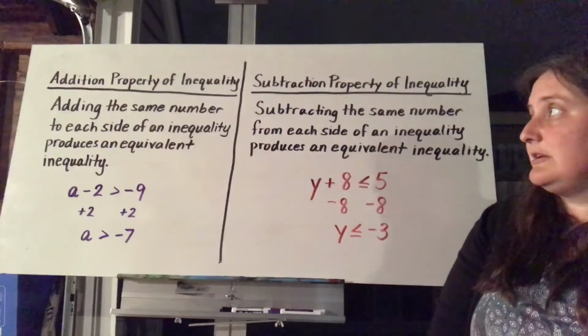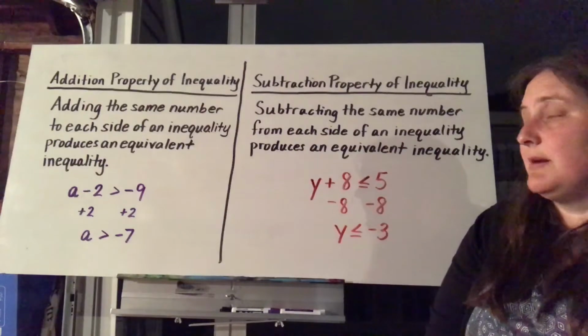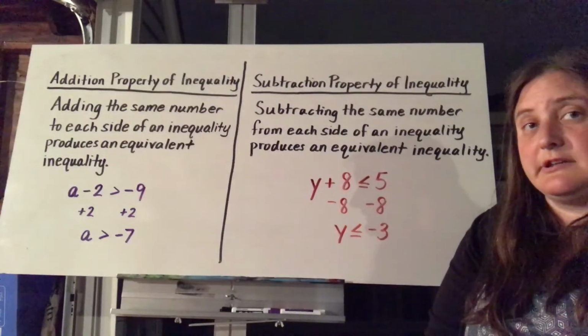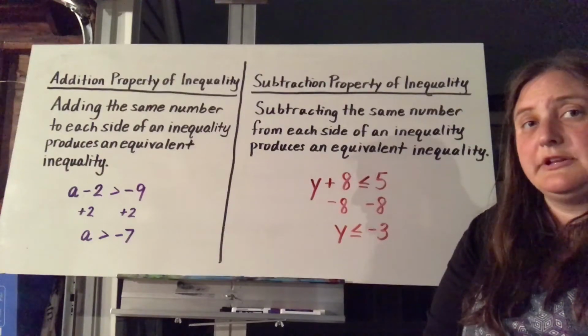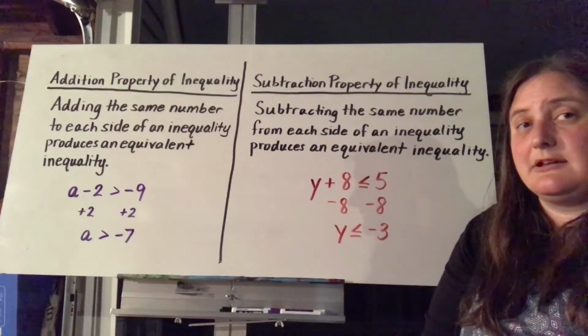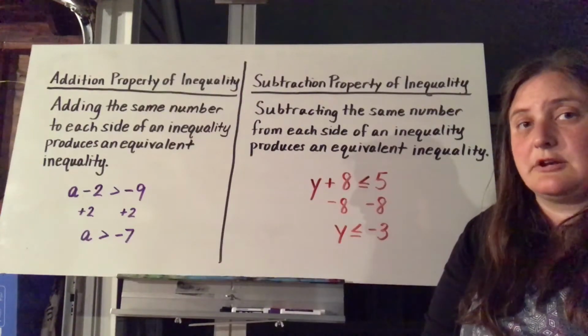The addition property of inequality says that adding the same number to each side of an inequality produces an equivalent inequality. And remember, equivalent inequalities have the same solution set. So you'll be getting the same answer when you produce an equivalent inequality.